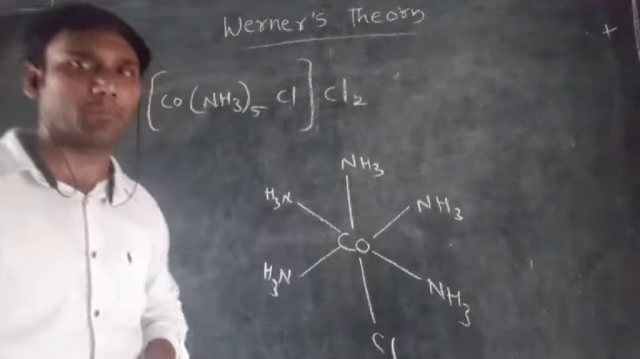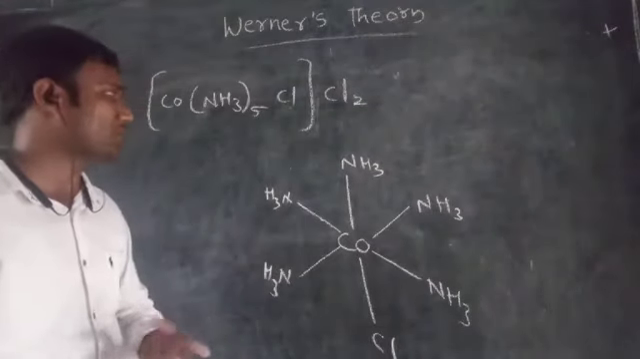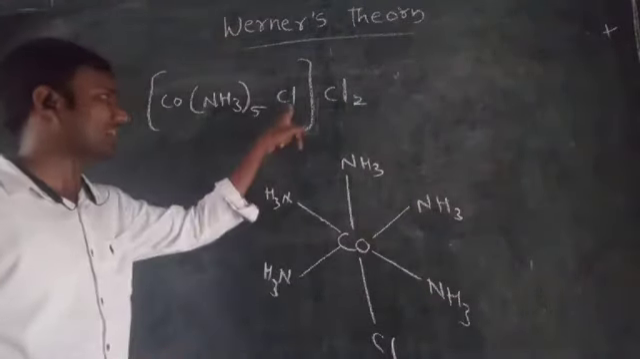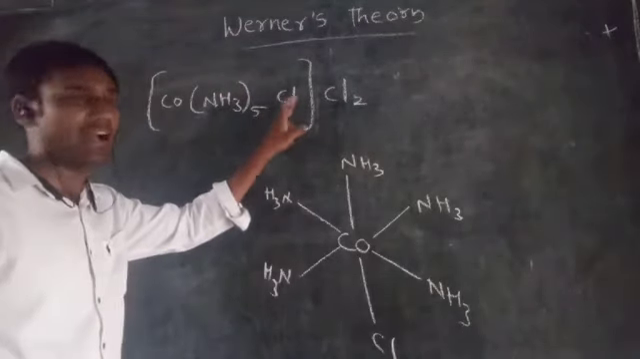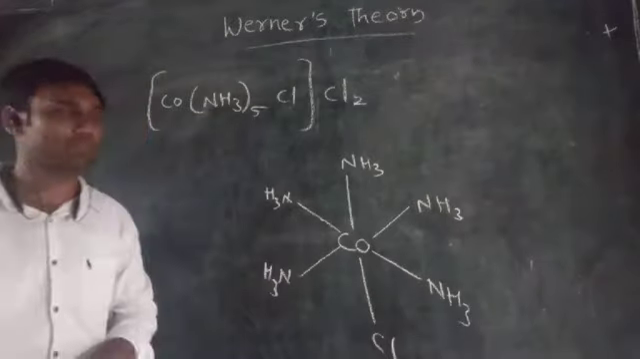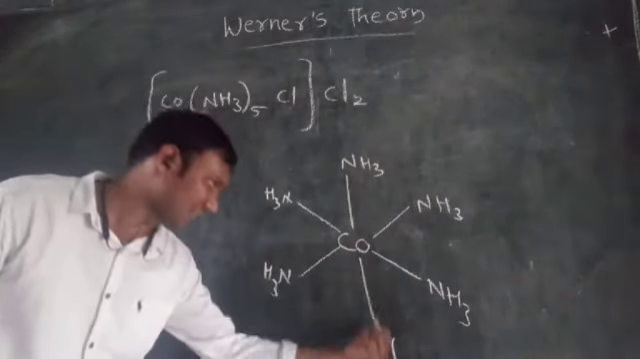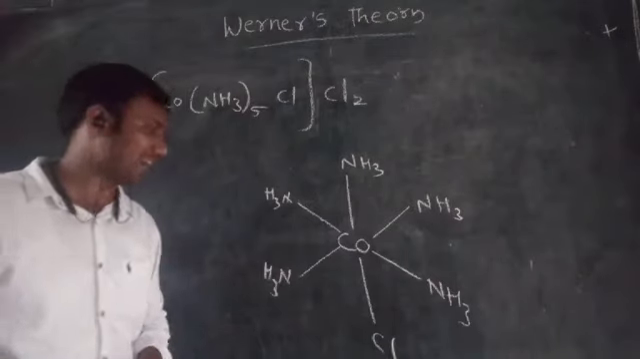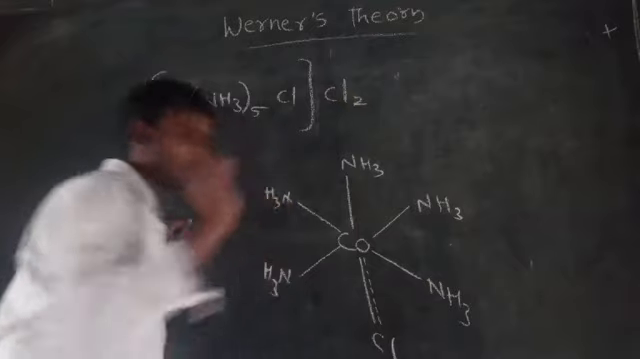Once again, very important point: the negative ion which is present in the coordination sphere satisfies both the valencies. That means it satisfies the primary valency and it satisfies the secondary valency also. So now here I am writing the cobalt. The thick line indicates the secondary valency, and it satisfies the primary valency also. Now you have to draw it with the dotted line.